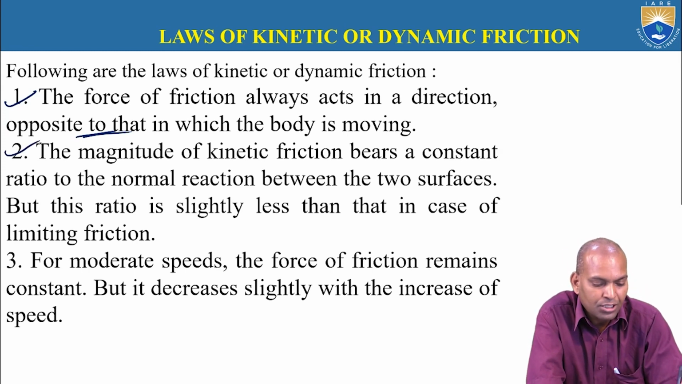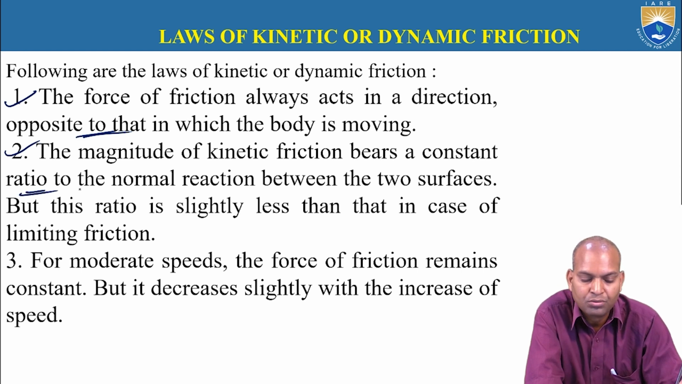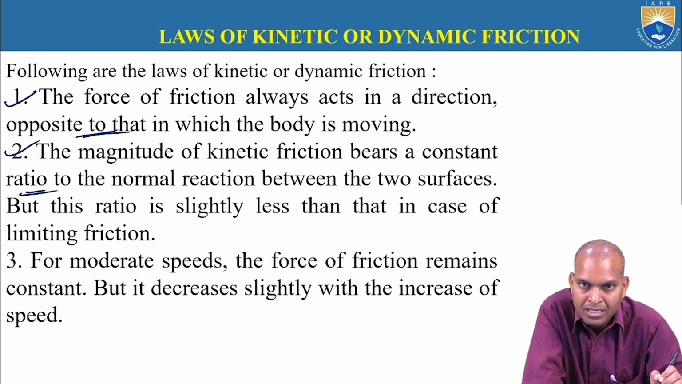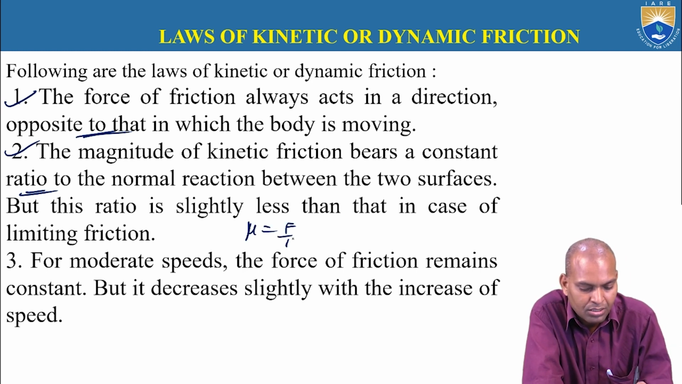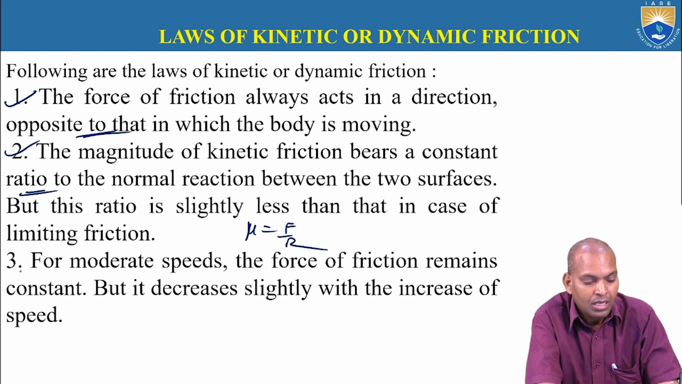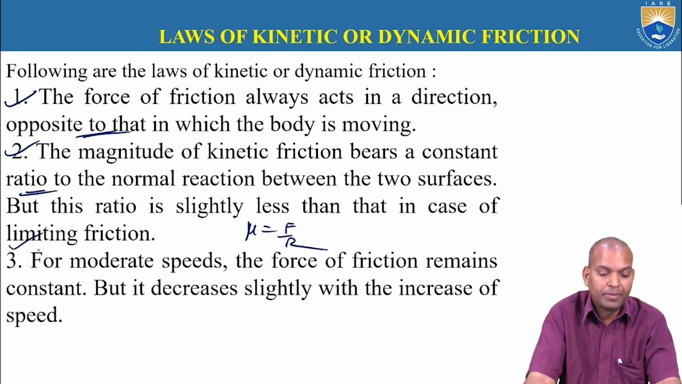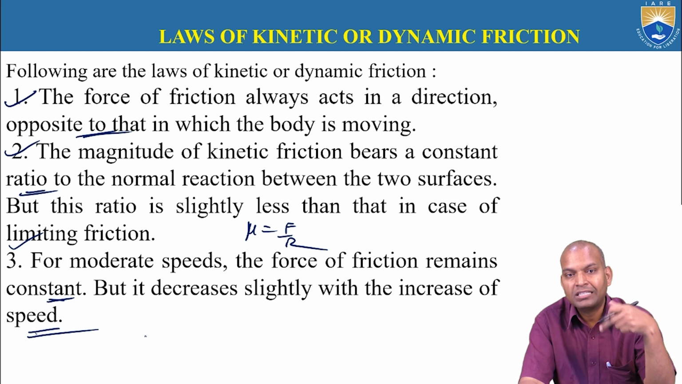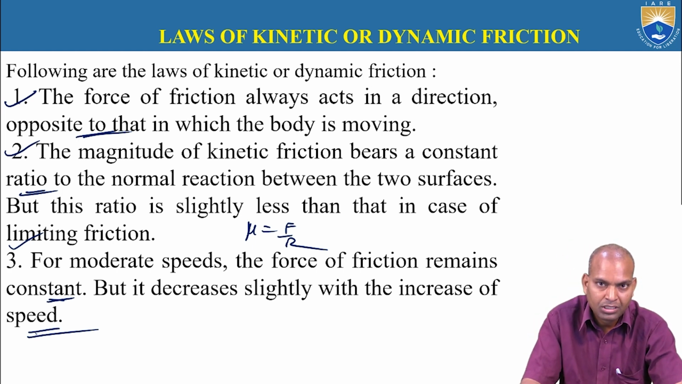Next one. The magnitude of kinetic friction again bears a constant ratio to the normal reaction between the two surfaces. That constant ratio is known as the coefficient of friction, that is mu equal to F by R. But this ratio is slightly less in comparison to the case of limiting friction. This kinetic or dynamic friction value is less than the limiting friction condition. Next, for moderate speeds, the force of friction remains constant but decreases slightly with the increase of speed. When speed increases, the coefficient of friction will be reduced.